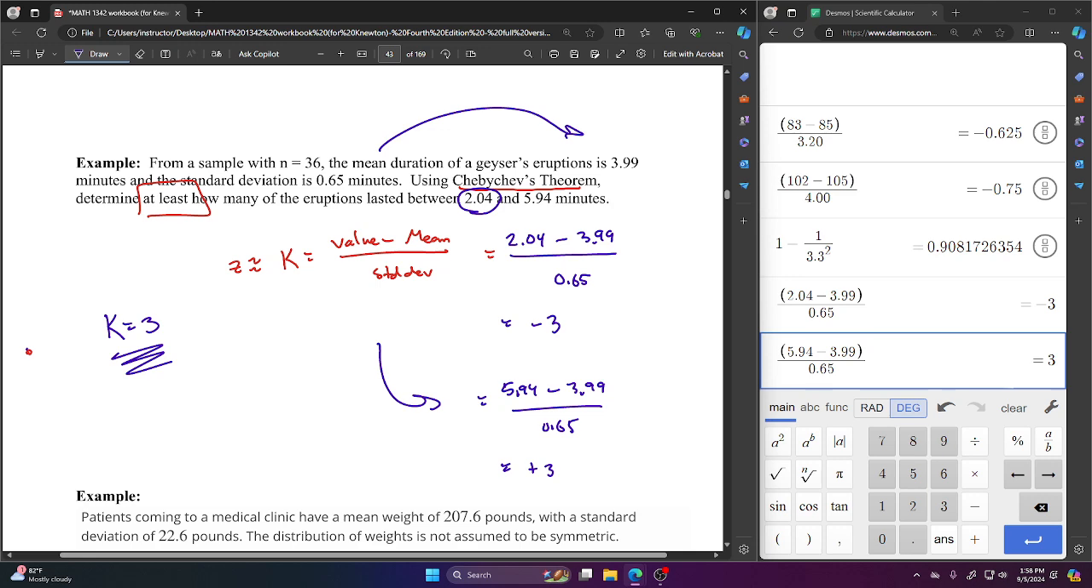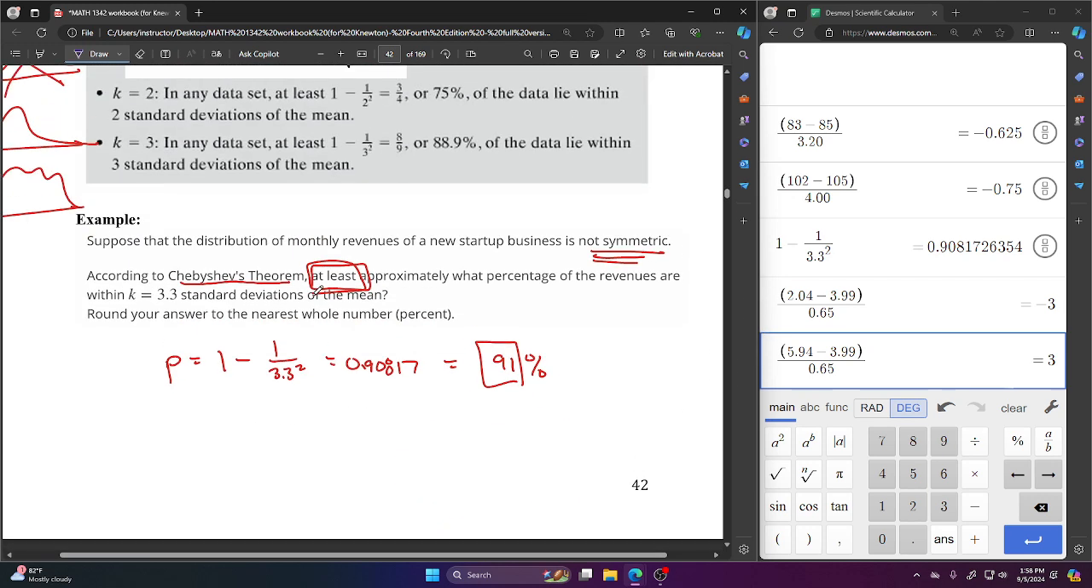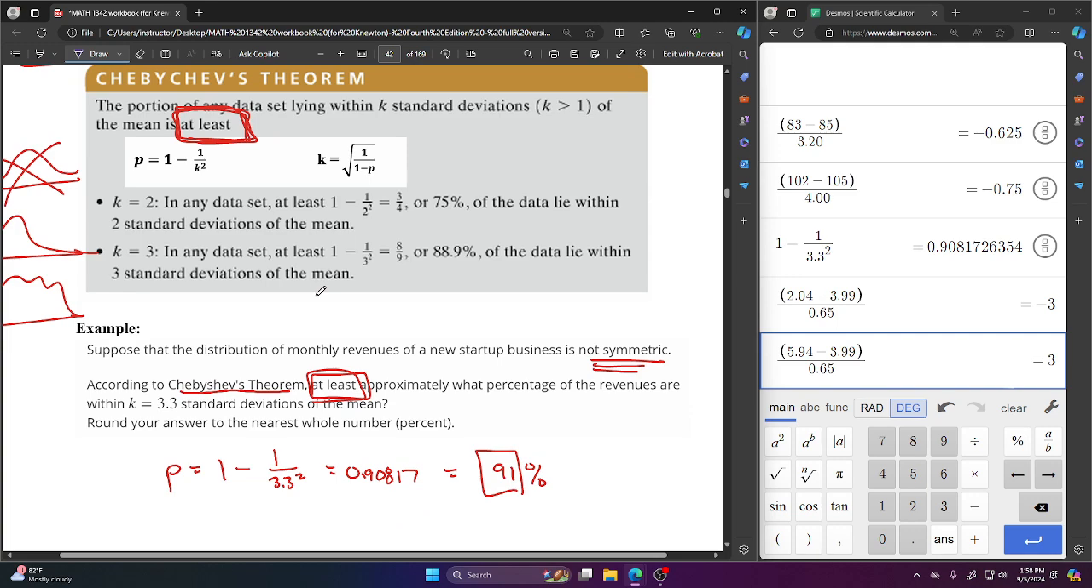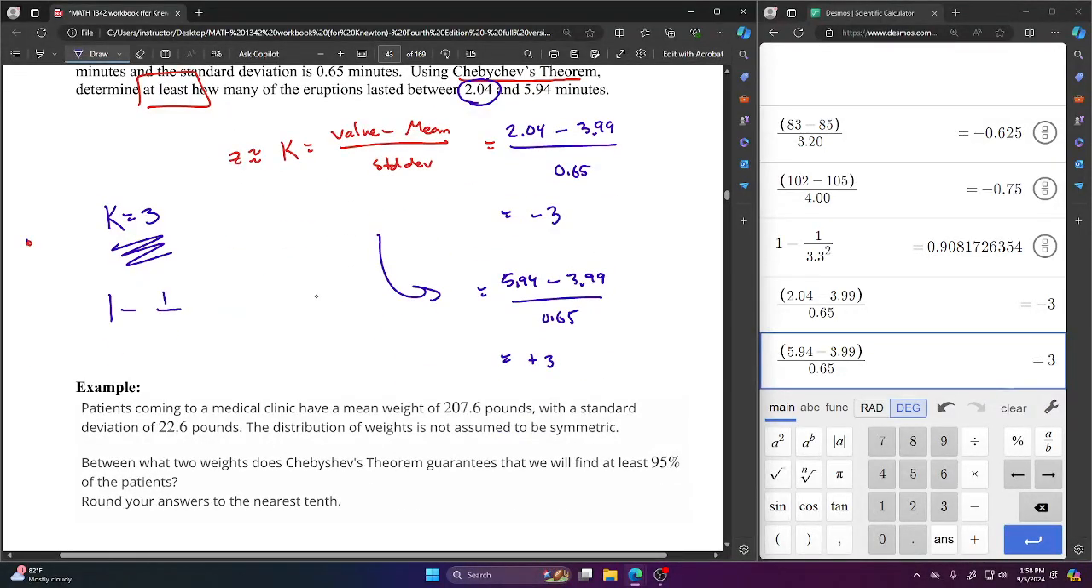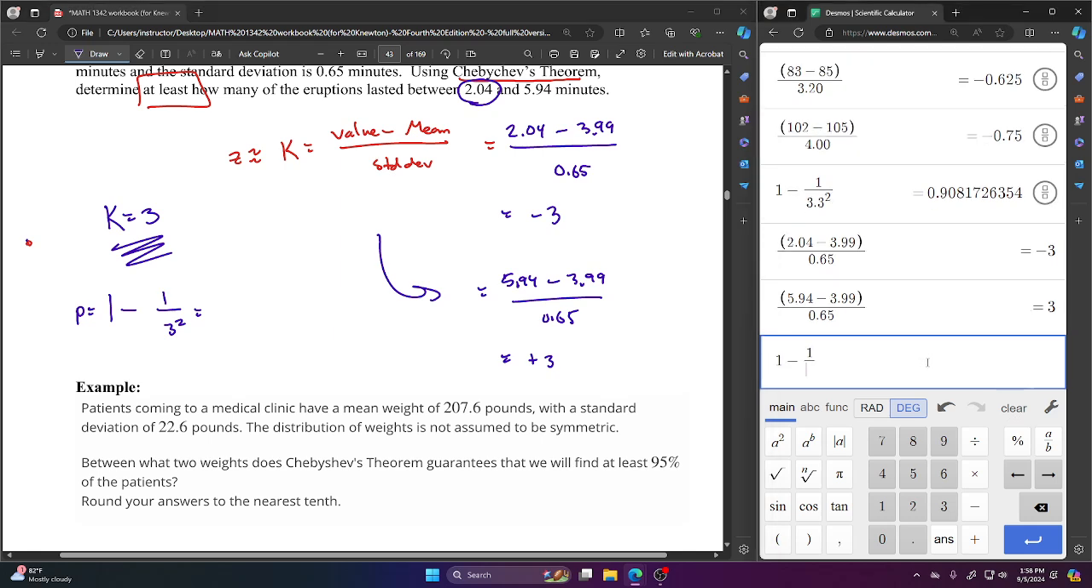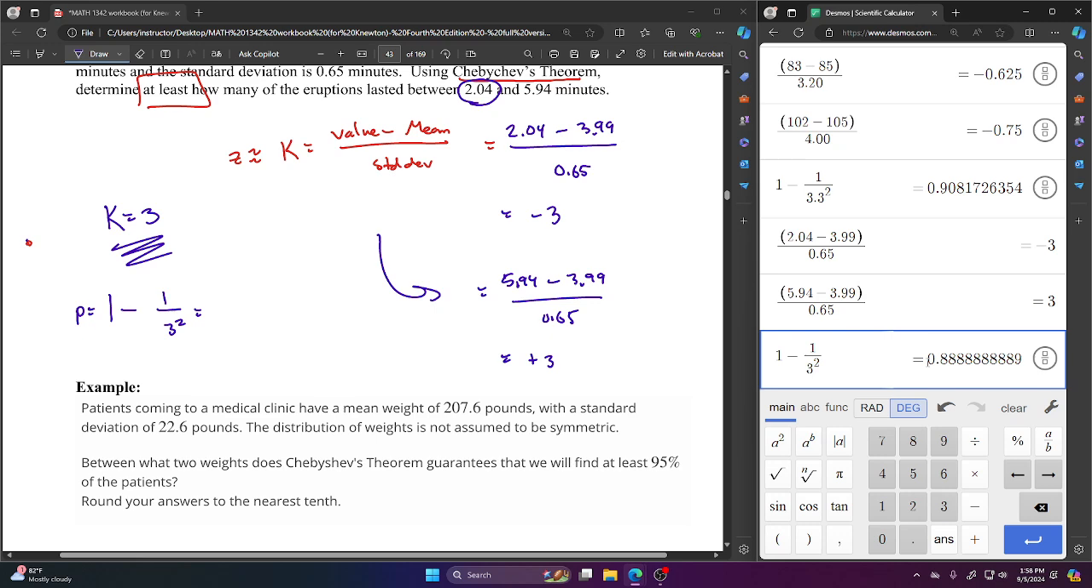Oh yeah, now we actually have to do the problem. So if you go back, we actually have to do this same formula from last time, right? We haven't done it yet. All we did was look for K. So 1 minus 1 over 3 squared. That's my percentage. We got 0.888888889. So like 88.9%, that kind of thing.